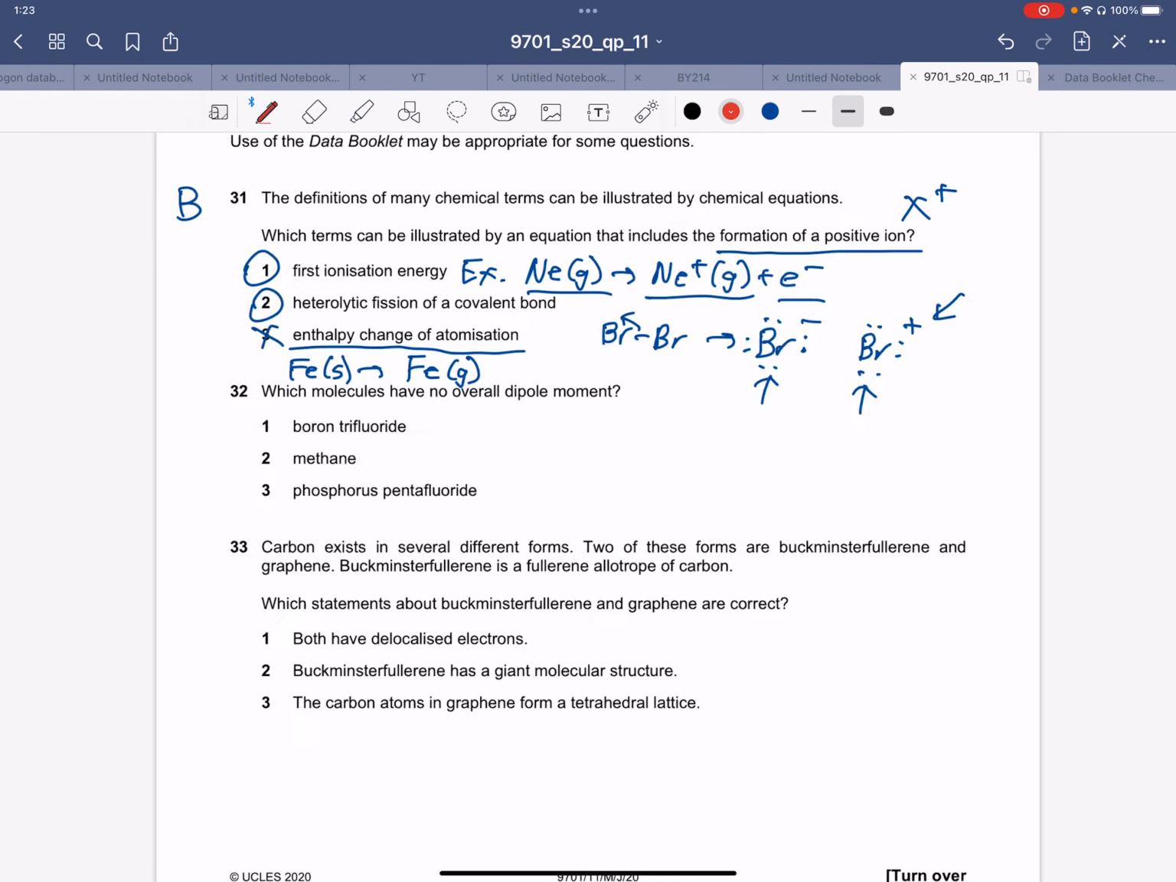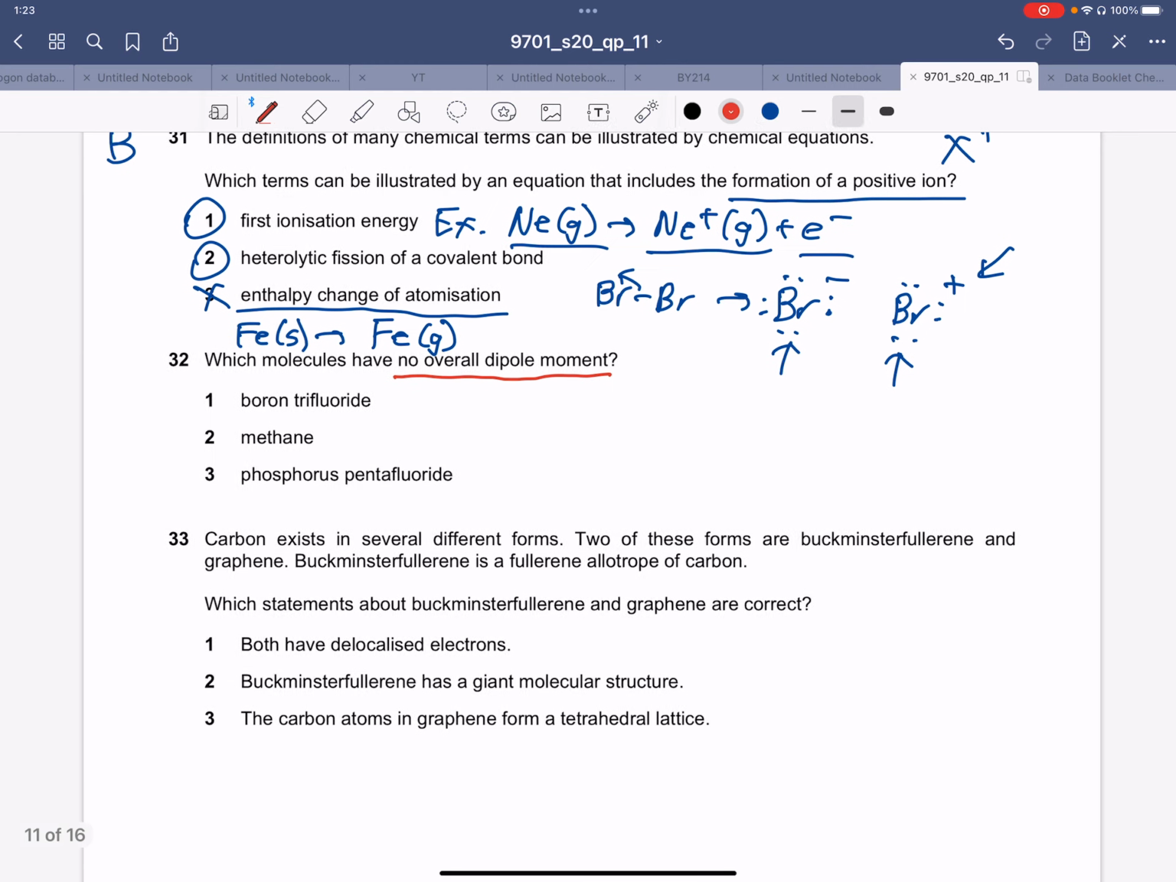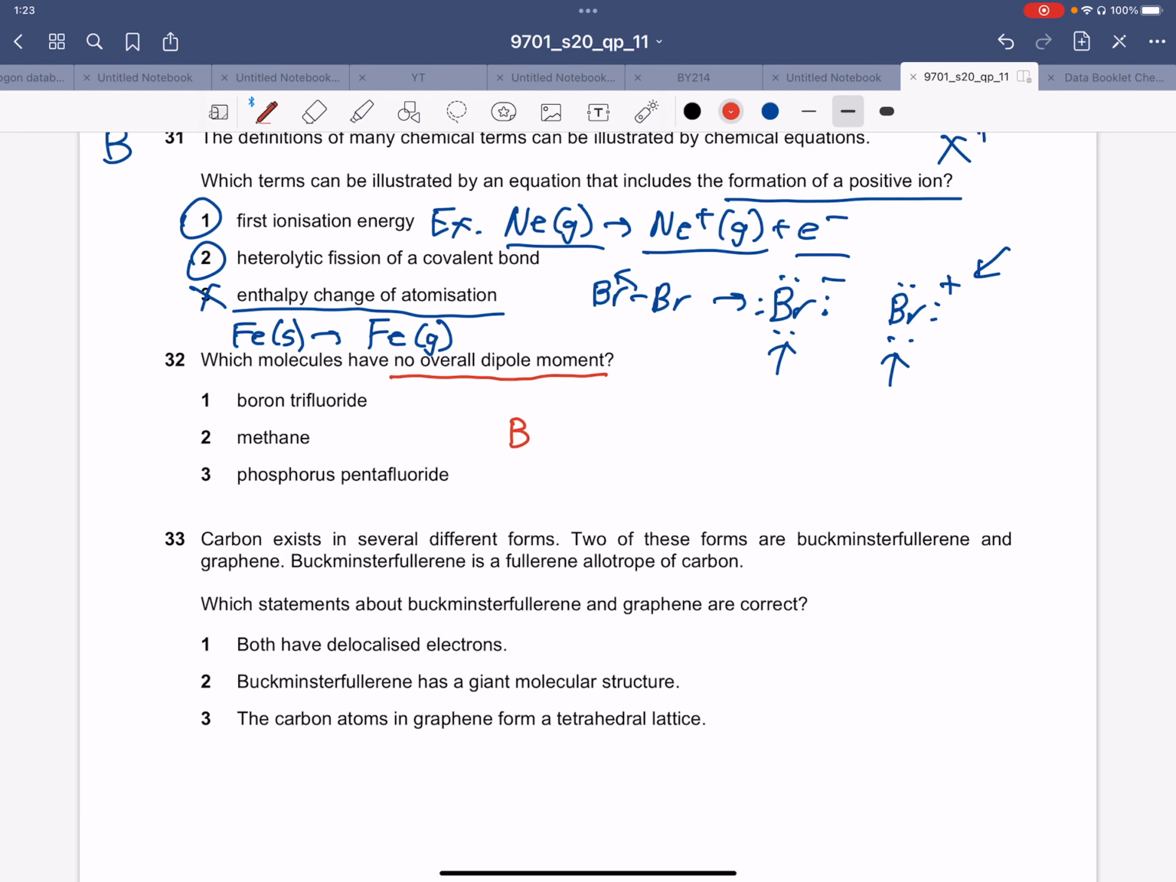Moving on, question 32. Which molecules have no overall dipole moment? Okay, so that just means we need a symmetric molecule, or just a molecule that doesn't form polar charges. So boron trifluoride. If you guys don't know, boron is one of those unique elements that does not need to form a complete octet. In fact, boron trifluoride is the most common example that you'll see here. Boron with any 3 halogens is actually in its most stable phase. It'll form a planar molecule with all of these having 120-degree bond angles.